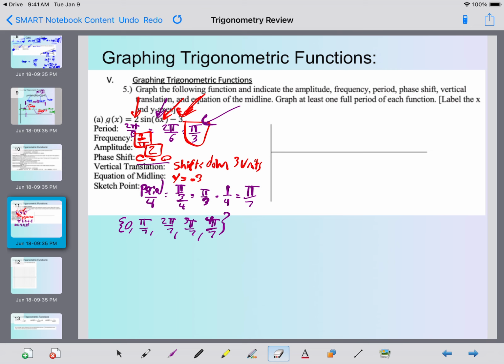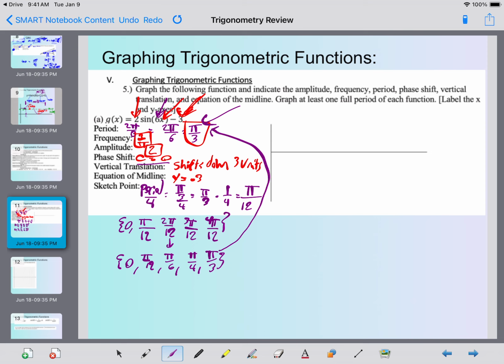Oh. Huh, that's embarrassing. 3 times 4 is 12. So, pi over 12. 2 pi over 12. 3 pi over 12. 4 pi over 12. It is very late, okay? And I'm not editing that out. So, 0. Pi over 12. I'm just going to simplify these. Pi over 6. Pi over 4. Pi over 3.